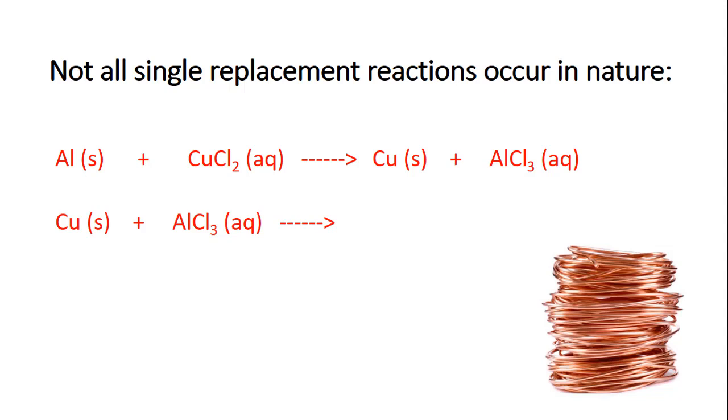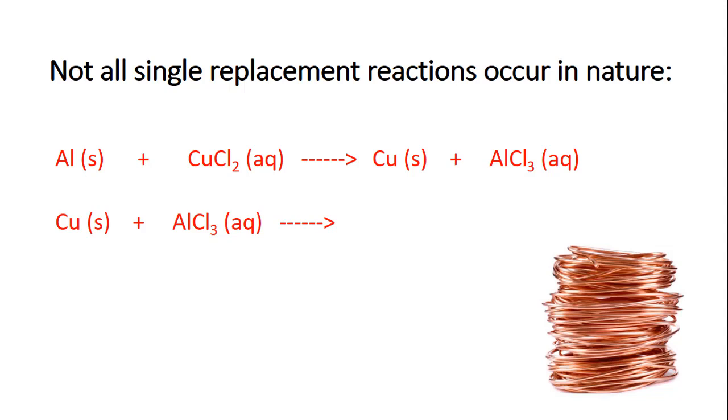But when we look at all of these single replacement reactions, you're not going to be able to do all of them in a laboratory. You just don't have time. So how else can we do it? There's a chart that I'm going to show you in a minute. It's called an activity series of metals.